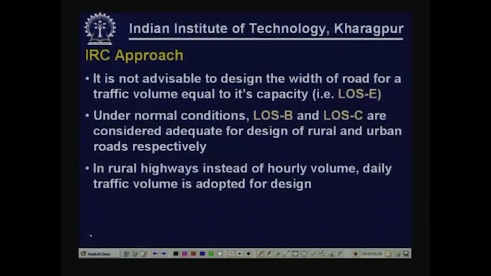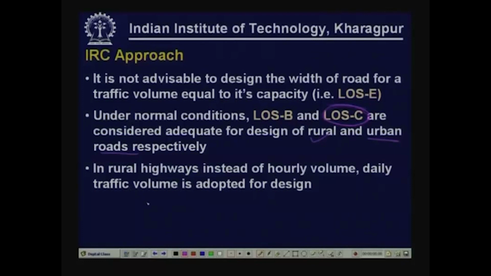So, therefore, a facility is not designed with respect to the service volume for level of service E or capacity. IRC recommends that under normal conditions, level of service B may be adopted for rural roads and facilities may be designed for level of service C for urban roads. That is what IRC recommends. Accordingly, instead of capacity, we can take level of service B or the corresponding service volumes while designing rural roads and urban roads.